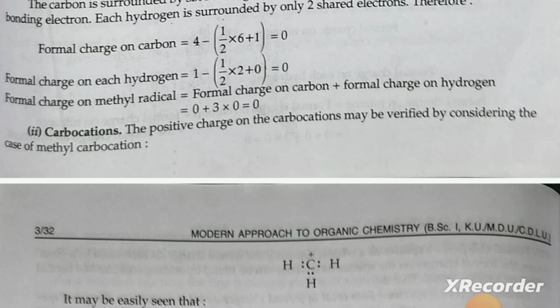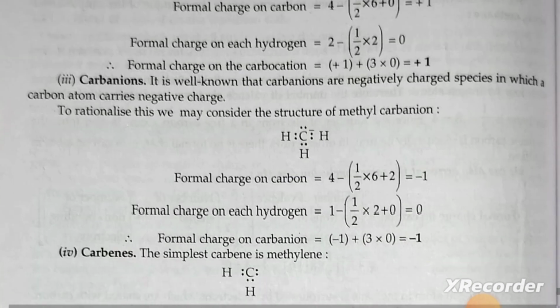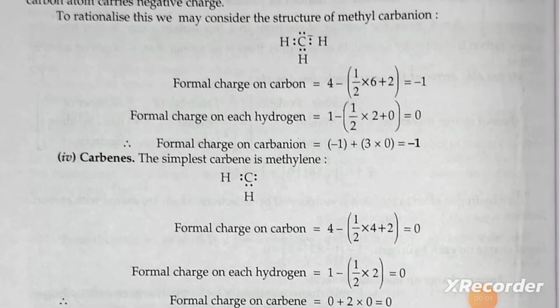Second, carbocation. The positive charge on the carbocation may be verified by considering the case of the methyl cation. It may be easily seen that formal charge on carbon is 4 minus (half of 6 plus 0), which is equal to plus 1. Formal charge on each hydrogen is equal to 1 minus half of 2, which is equal to 0. Therefore, formal charge on the carbocation is equal to 1 plus 3 into 0, which is equal to 1. Third, carbanion. It is well known that carbanions are negatively charged species in which the carbon atom carries the negative charge. To rationalize that, we may consider the structure of the methyl carbanion. Formal charge on carbon is equal to 4 minus (half of 6 plus 2), which is equal to minus 1. Formal charge on each hydrogen is equal to 1 minus (half of 2 plus 0), which is equal to 0. Therefore, formal charge on the carbanion is equal to minus 1 plus 3 into 0, which is equal to minus 1.